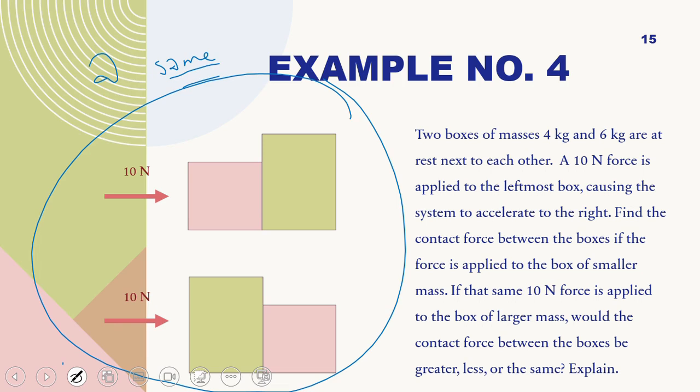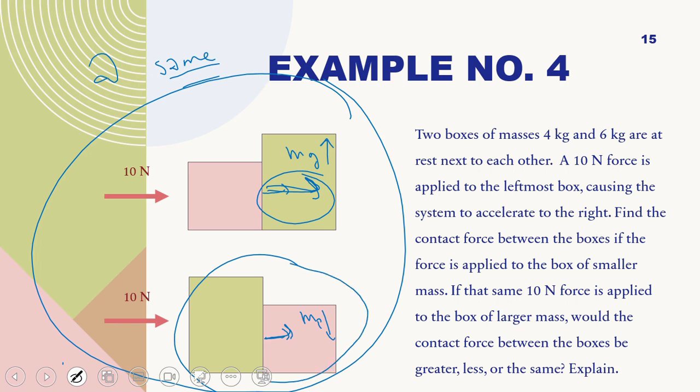Now, keeping that in mind, we know that the contact force between the boxes is what pushes the rightmost box. In the top case, it's the green, and in the bottom case, it's the pink. We also know that the mass of the green box is greater than the mass of the pink box. If both boxes are expected to accelerate at that same rate, but the green box has a greater mass than the pink box, it obviously needs a greater force to accelerate at that rate. Since this force is the contact force between the two boxes, in the second scenario the contact force between the boxes is going to be less than in the first scenario.